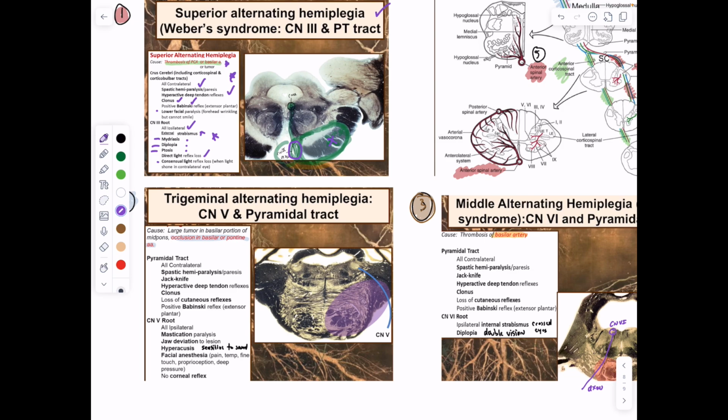Spasticity, hyperactive deep tendon reflex, clonus, Babinski, lower facial paralysis. All right, then you have trigeminal alternating hemiplegia. So again, hemiplegia is paralysis of one side. And so here we are, looks like we are in the pons region. So if you have a lesion right here, unfortunately, you're getting this.